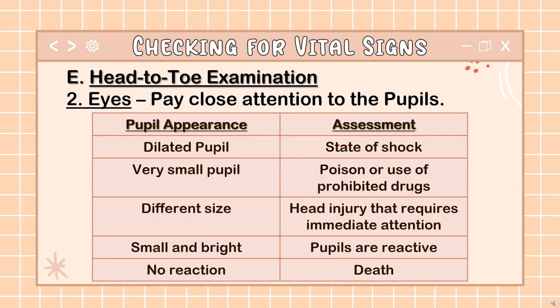For the eyes, pay close attention to the pupils. If the pupil's appearance is dilated, it is under state of shock. If the pupil is very small, it means poison or use of prohibited drugs. If it has different size, it might be head injury that requires immediate attention. If it is small and bright, then the pupils are reactive. If the pupil has no reaction, then it means death.